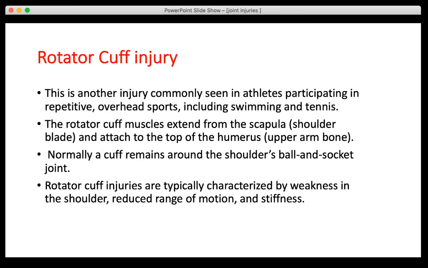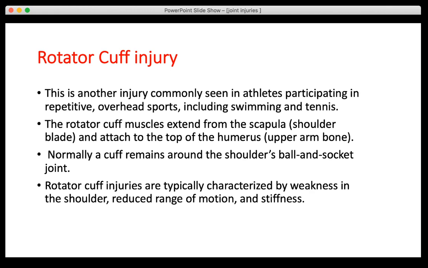Now I'll talk about the third injury, the third joint injury in the shoulder joint. This is basically your ligament injury. So the first one was due to a cartilage slap. The second one is due to complete dislocation of your humeral head bone. And the third one is also very common. This is due to a tear in your ligament. This is another injury commonly seen in athletes.